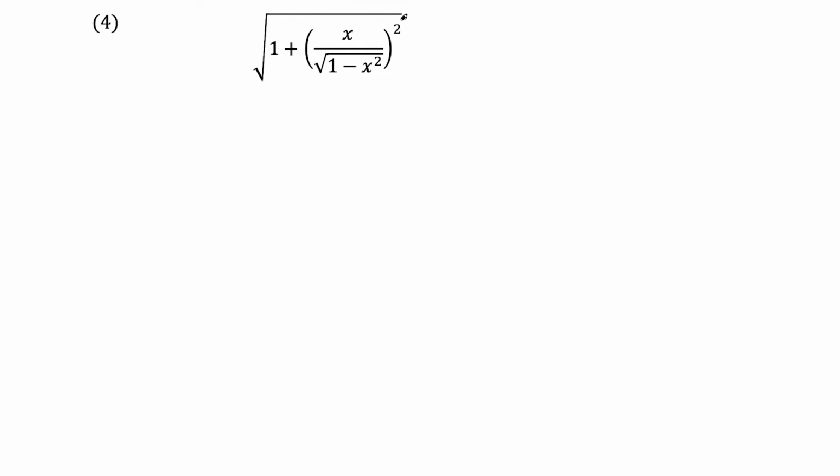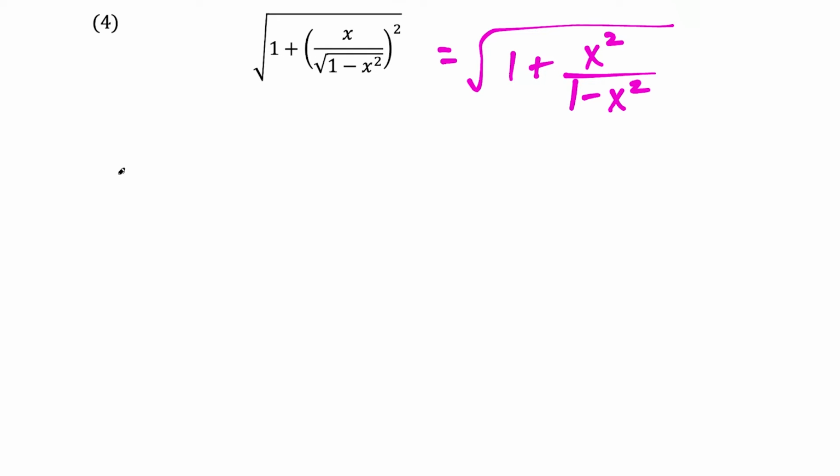Question 4, we have this square root with the fractional expression on the inside, but let's go ahead and simplify this. So the first thing I want to do is expand the term being squared on the inside. So we have 1 plus, and because we're squaring this fraction, x times x is x squared, over radical 1 minus x squared times itself, that's just 1 minus x squared. What was really happening here is we're just multiplying this fraction by itself. The radical, when we multiply it by itself, gives us the 1 minus x squared.